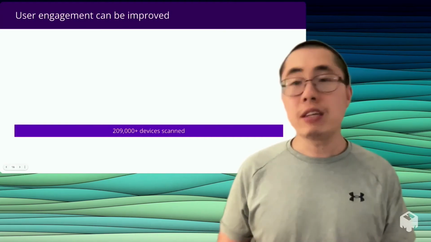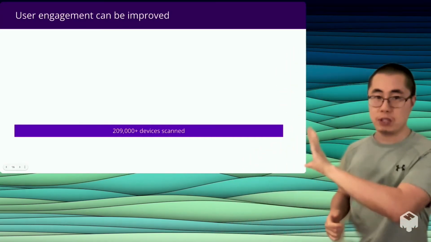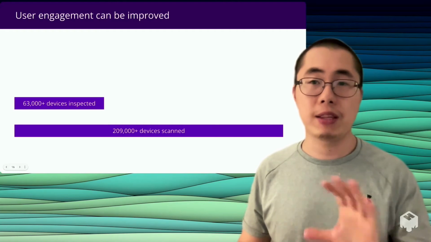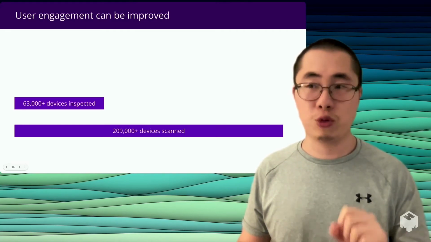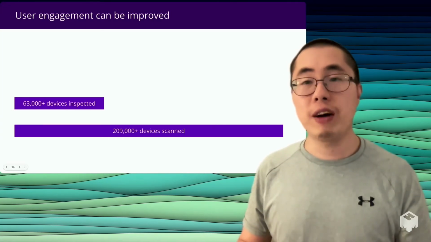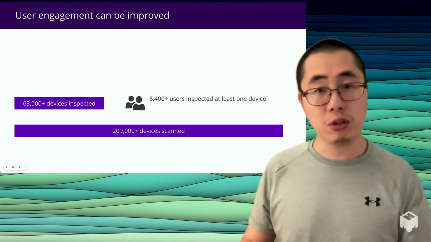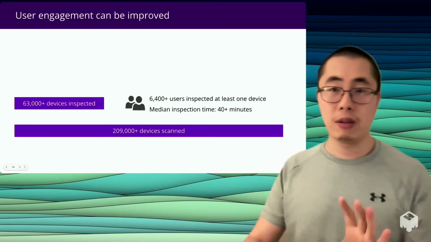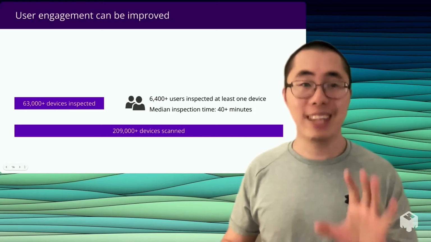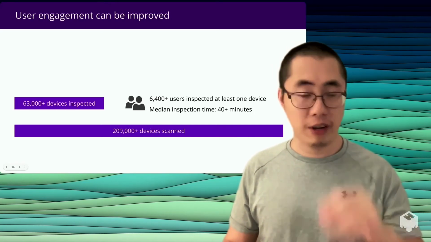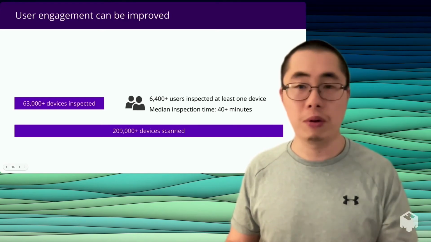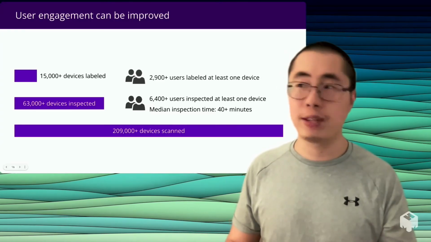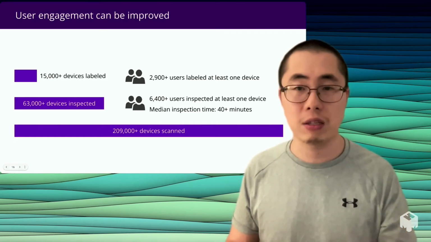Our users have collectively scanned for more than 200,000 devices, as represented by this horizontal bar. Users inspected about a third of these devices, meaning that they had IoT Inspector capture and analyze the network traffic for about a third of these devices. These devices correspond to about 6,400 users, but the median duration of running Inspector is about 40 minutes. And remember, we want not just the traffic, we also want labeled devices. In particular, which device generated which traffic flow. Only about a quarter of the devices were labeled, and these correspond to about 2,900 users who labeled the names and manufacturers of devices.